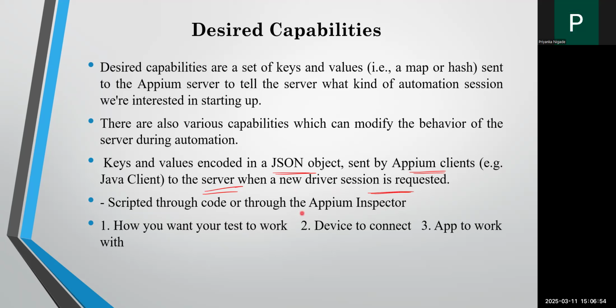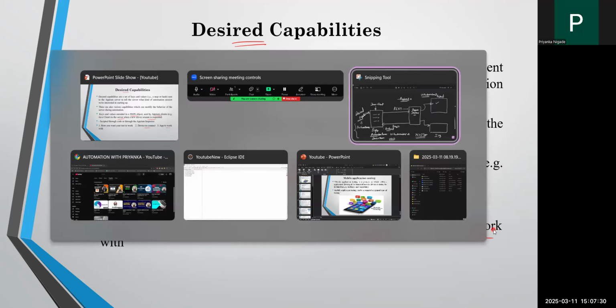Generally, through this code or through the Appium Inspector, we are able to understand which element we are going to locate. There again, you need to set up desired capabilities. Generally, desired capabilities will help you understand how you want to test your work, to which device it is to be connected, and which app to work with. These are the key value pair information which we pass to the server to start our session, in simple language.